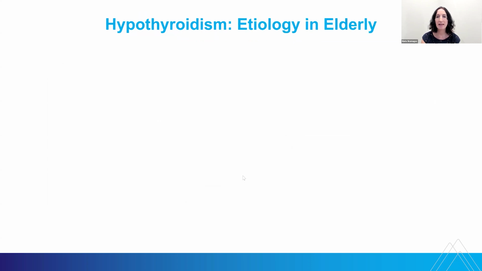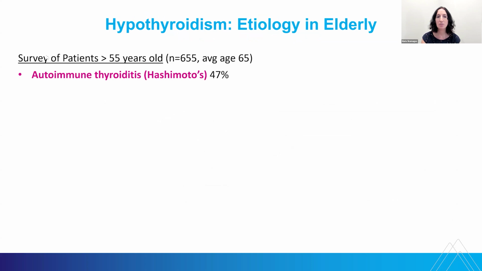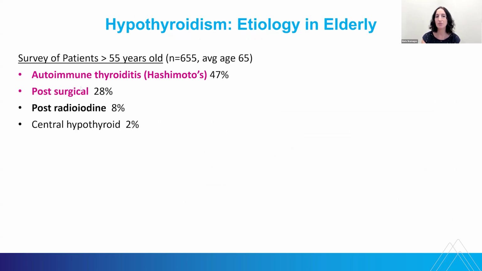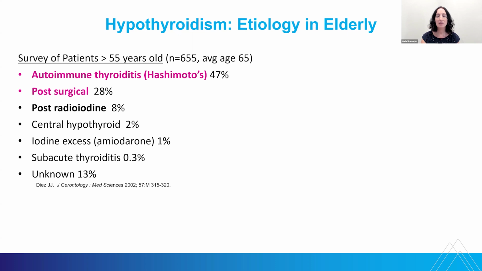And the etiology, again, when you look at individuals over 55, Hashimoto's makes up about 50% of hypothyroidism, 28% were post-surgical, and that could be after surgery for thyroid cancer or thyroid nodules or Graves, after radioactive iodine for hyperthyroidism, and again, infrequent is a pituitary or central cause of hypothyroidism. Again, even less common, amiodarone-induced hypothyroidism, subacute thyroiditis sometimes leads to permanent hypothyroidism.